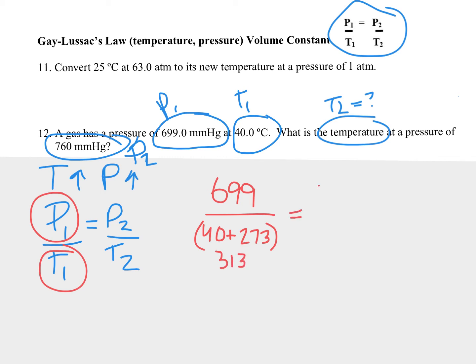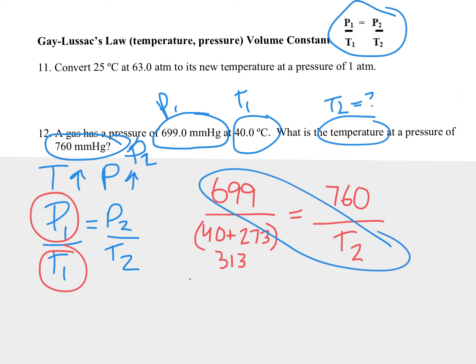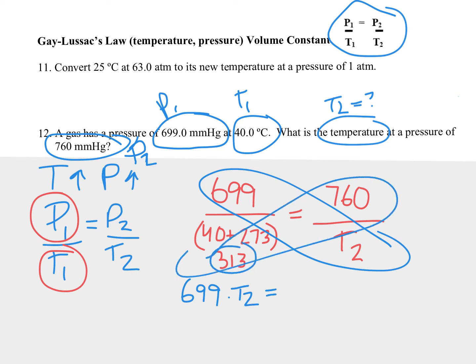Our pressure 2 is going to be 760. That's what it's going to go up to. And then last but not least, we don't know our final temperature. That's what we're going to solve for. So we can go ahead and do that by cross multiplying. So 699 times our new temperature equals 313 times 760.